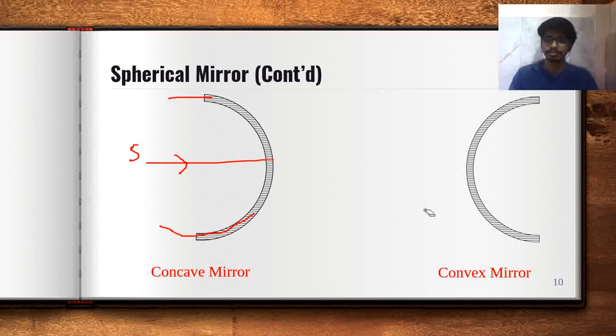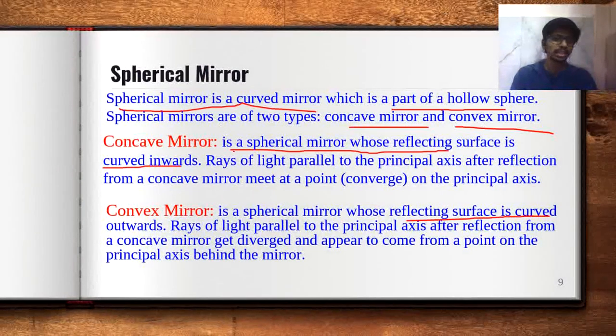But in the case of a convex mirror, if light is coming from this side, this is the reflecting surface and it is going away from the source. The source is here and the reflecting surface is going away from it, so the curved surface is going outward. So here you can see, in a concave mirror the reflecting surface is curved inward, and in a convex mirror the reflecting surface is curved outward.